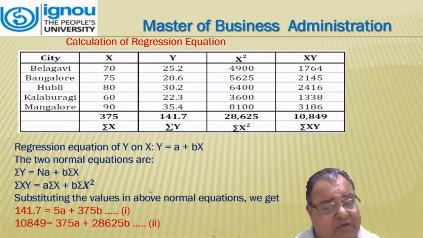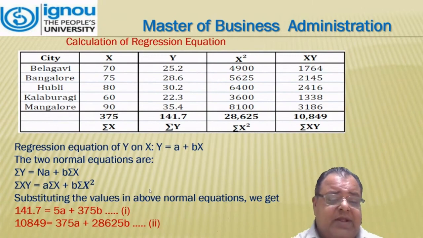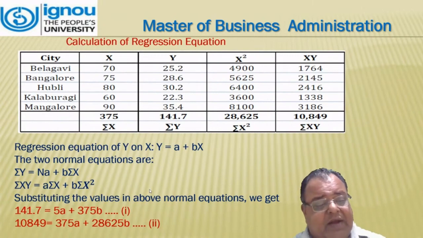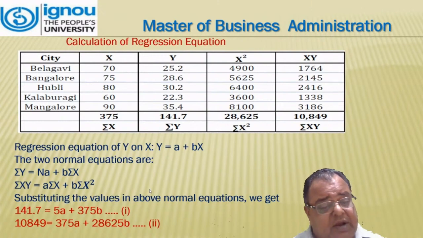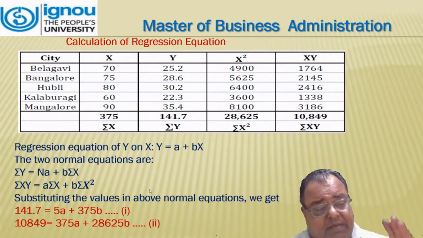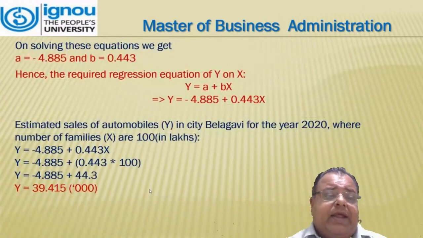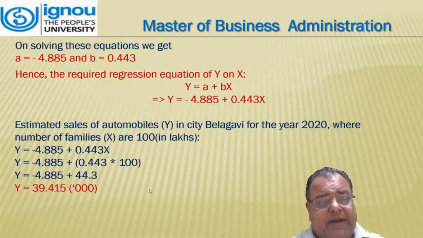We have calculated the values for the four columns: summation x, summation y, summation x square, and summation xy. Substituting these values in this equation, we get 141.7 equal to 5a plus 375b. And the second equation is 10849 is equal to 375a plus 28625b. Now, by elimination method, we will be finding out the value of a and b. We get a equal to minus 4.885 and b as 0.443.